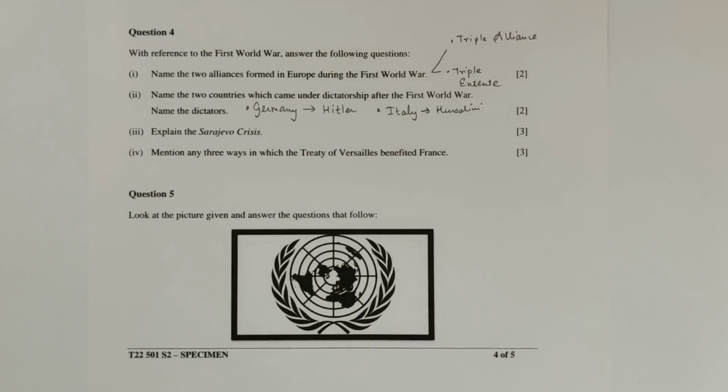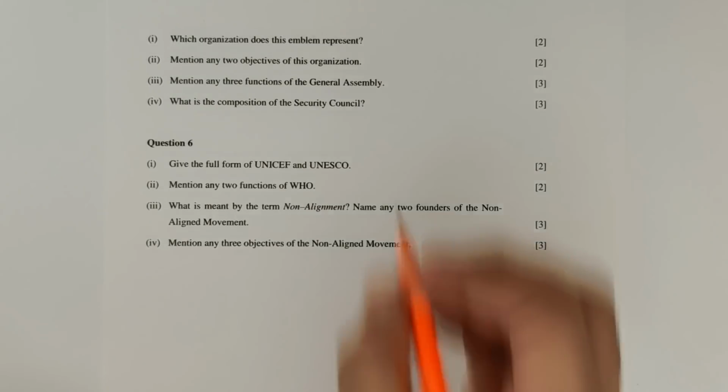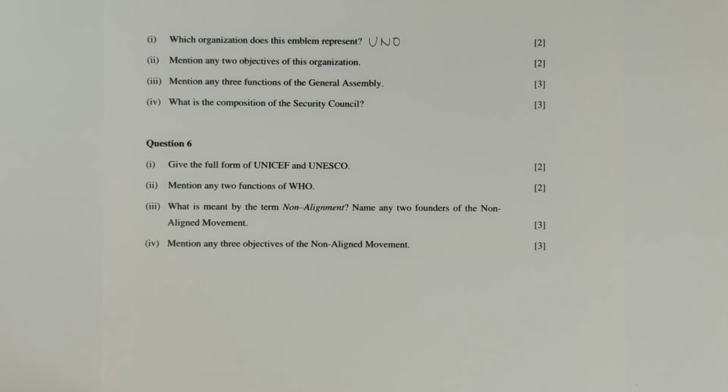We now move on to question number 5. You have to look at the picture given and answer the questions that follow. Over here you have the logo of the United Nations organization. Part 1. Which organization does this emblem represent? The organization that this emblem represents is the United Nations organization. So, UNO.